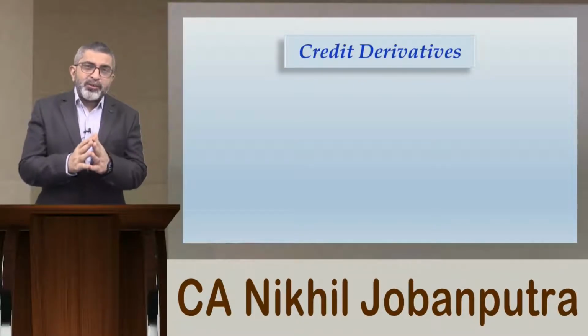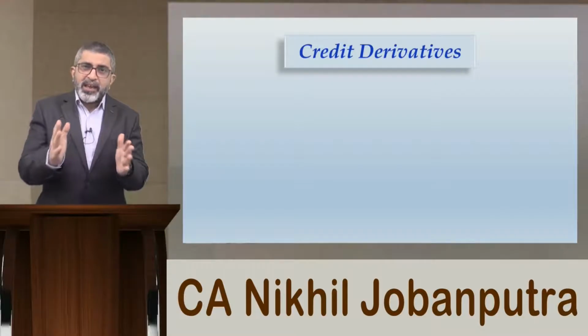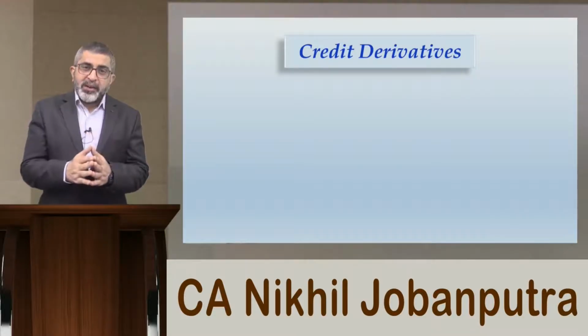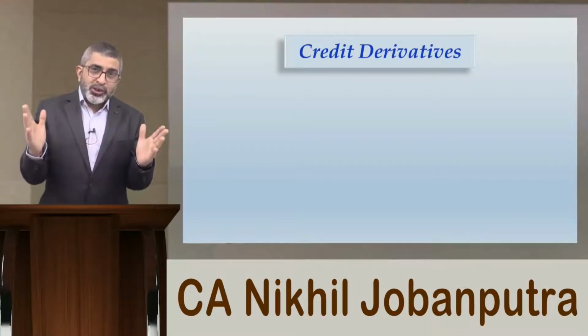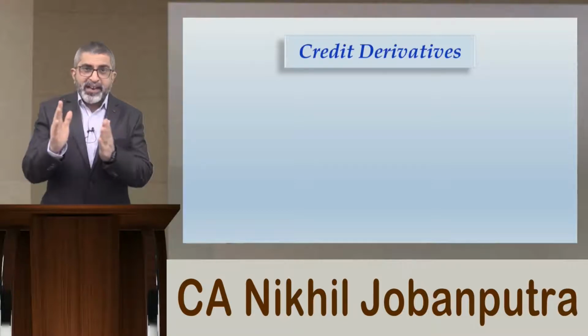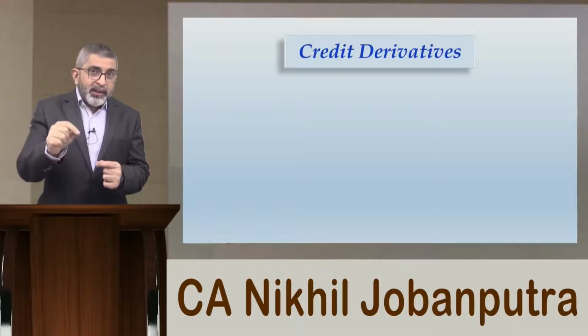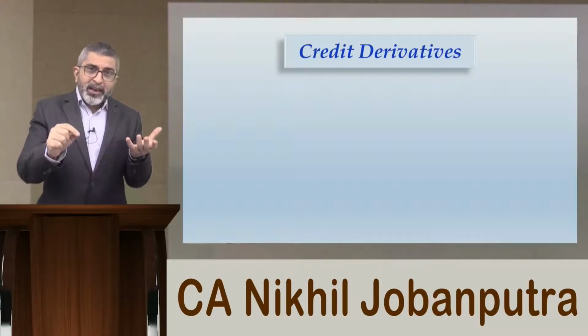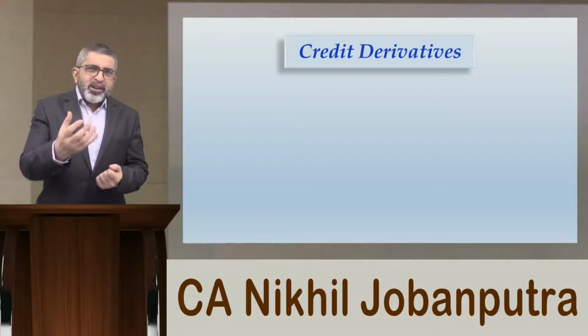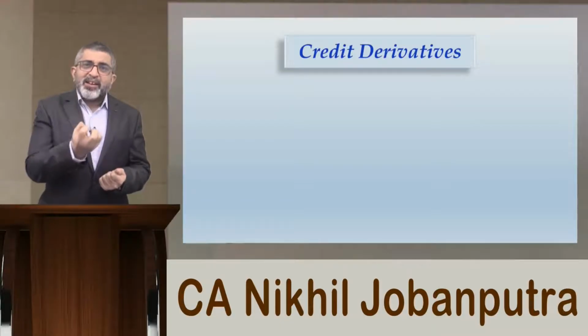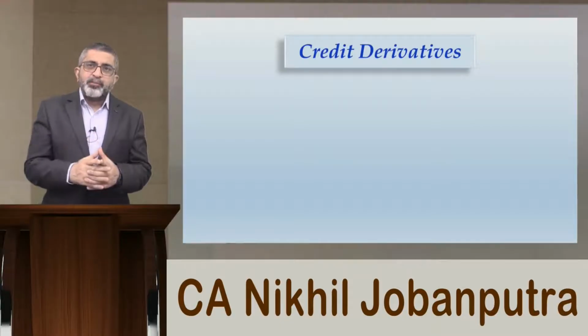That means, to define it very clearly, you can say this term credit derivatives is a combination of two words, credit and derivatives. It indicates a derivative contract where the underlying is credit. Now what does that mean, that the underlying is credit? What exactly do we mean?